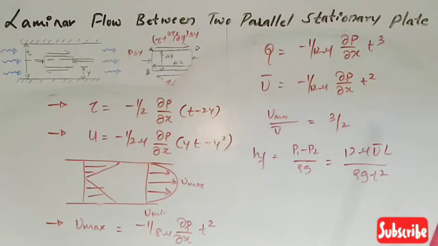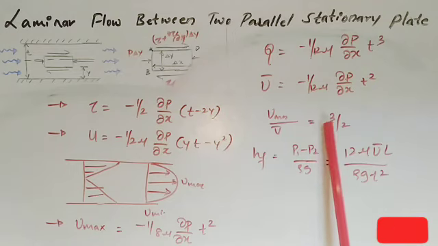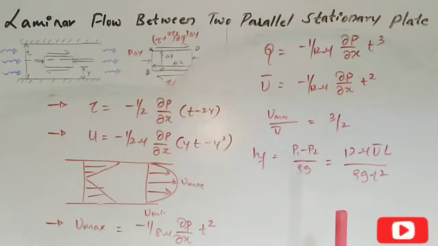In most examinations they have asked up to this. If they ask to calculate the loss of pressure head for a flow between two parallel stationary plates, you need to derive up to this equation. If they ask only to prove that the ratio of maximum velocity to average velocity is 3 by 2, then you need to derive only up to that equation. In the next video we are going to solve numericals on laminar flow between two parallel stationary plates.